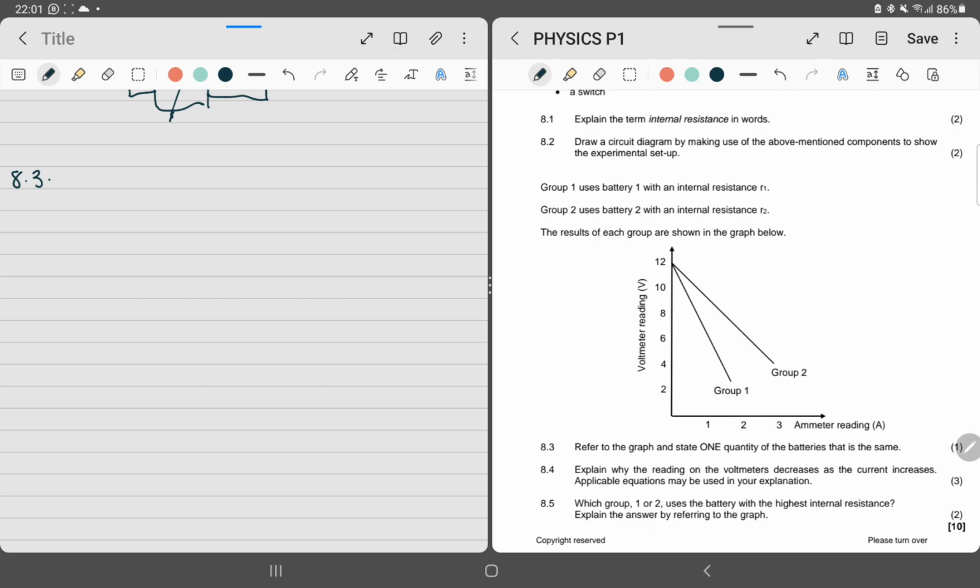8.3. Group 1 uses battery 1 with an internal resistance of R1. Group 2 uses battery 2 with an internal resistance R2. The results of each group are shown in the graph below. Refer to the graph and state one quantity of the batteries that is the same. The EMF is the same. When the current is 0, whatever is registered by the voltmeter there is the value of your EMF. So the EMF is the same.